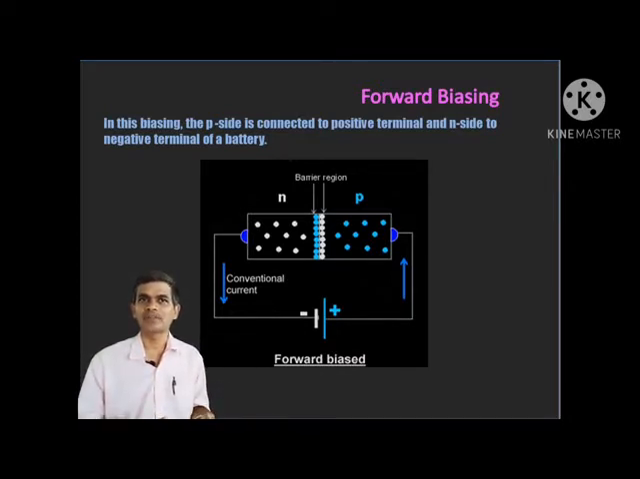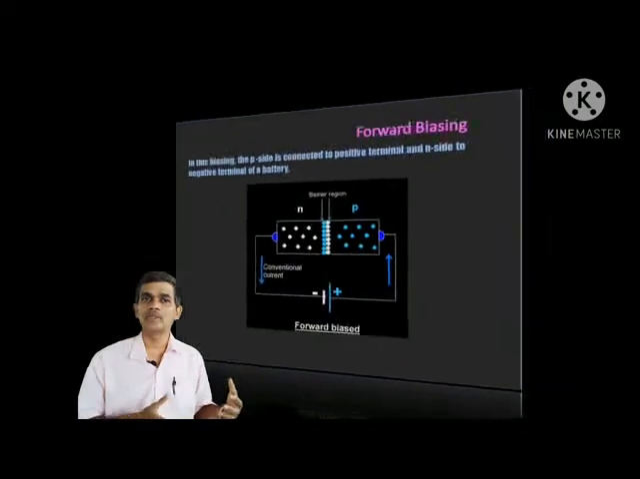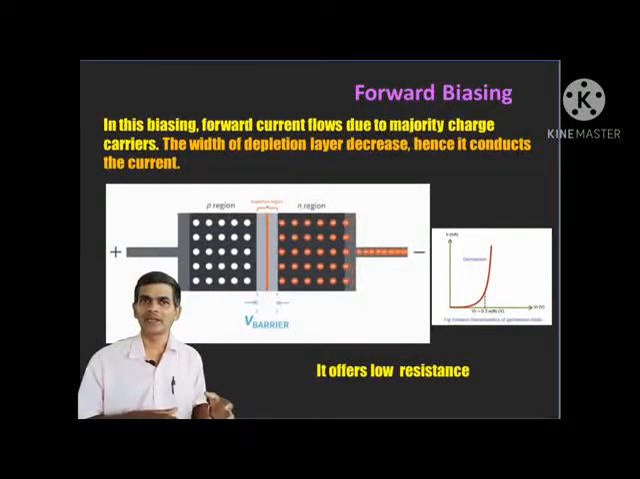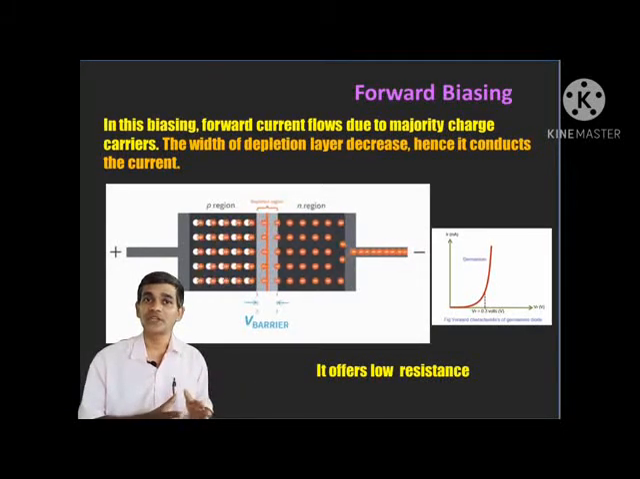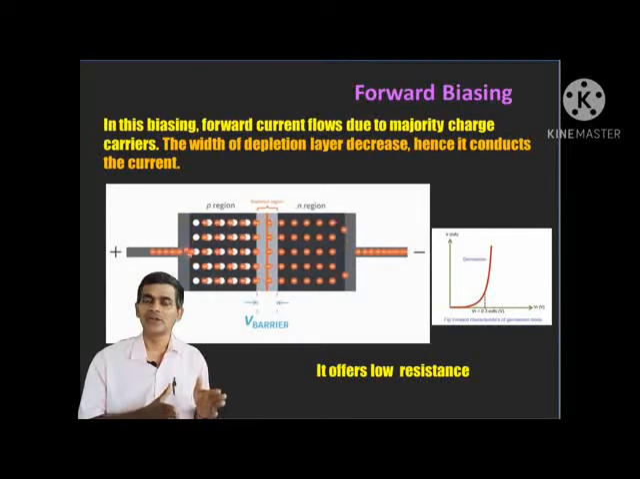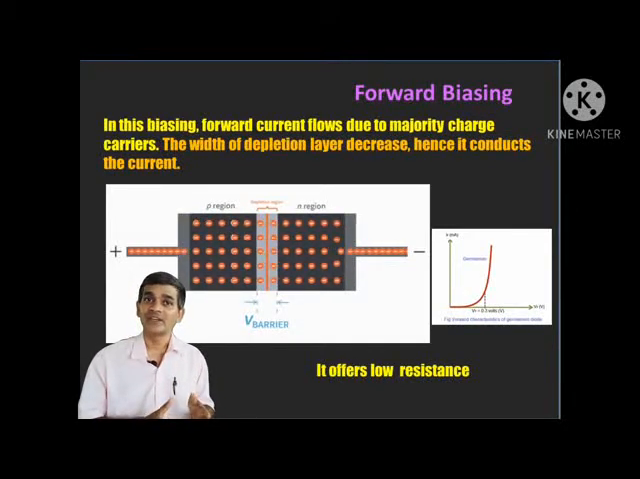What happens in forward bias? In this biasing, forward current flows due to majority charge carriers. The N region is connected to a negative potential and the P region to a positive potential. Due to this externally applied voltage, the majority charge carriers are pushed, so electrons from the N region flow to the P region. Due to this, the width of the depletion layer, that is the barrier potential, decreases, hence it conducts current.